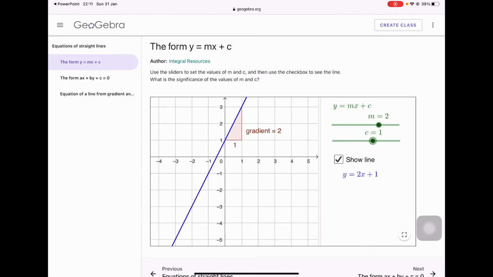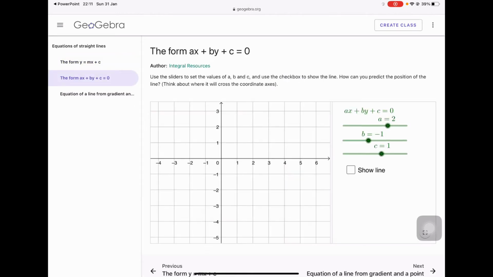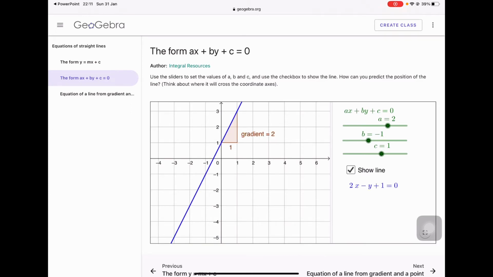So again, feel free to play around with these GeoGebra links if you think that it will help your understanding of equations of straight lines. So here we have a line in the form of ax plus by plus c equals 0. Of course, when you have an equation like this, you'd have to rearrange it so that it's in the form y equals mx plus c to help you understand what the gradient is, what the y-intercept is. But again, you can play around with this and see what happens.